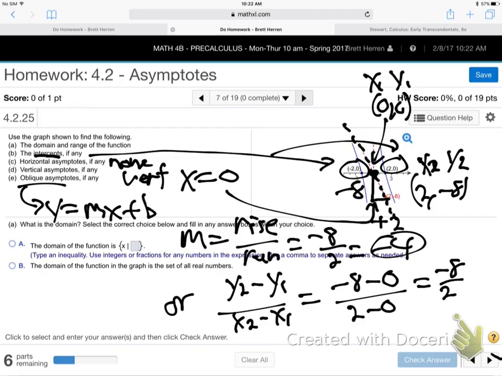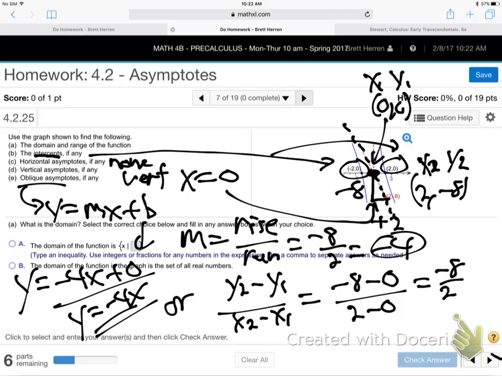Negative 4, so we got a slope, negative 4x, and what's the b? 0. The b is 0, so it's just negative 4. Right, because the b is where it hits the y-axis, the y-intercept. It hits the y-axis right there at the origin. So y equals negative 4x plus 0, or just y equals negative 4x. That is the oblique asymptote line.